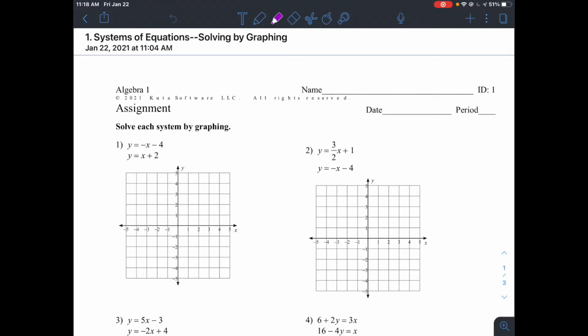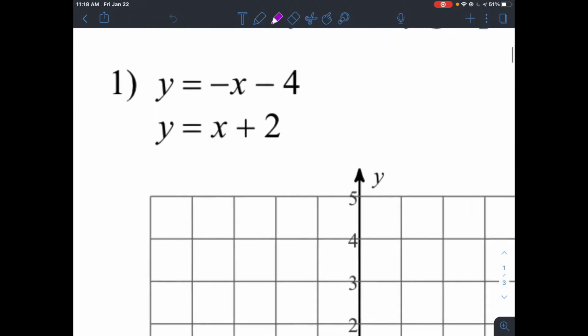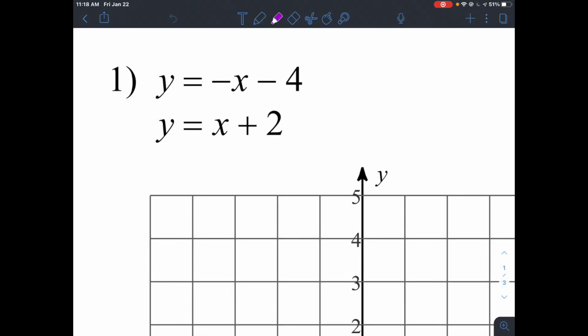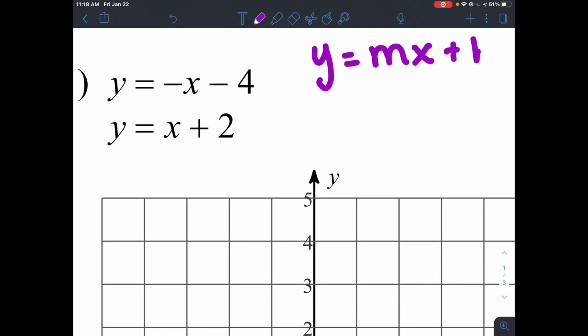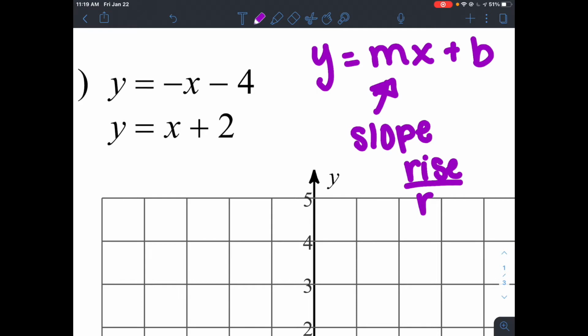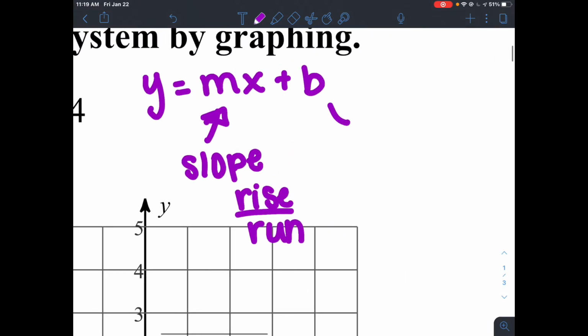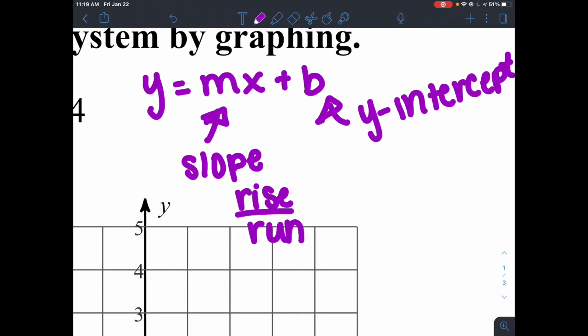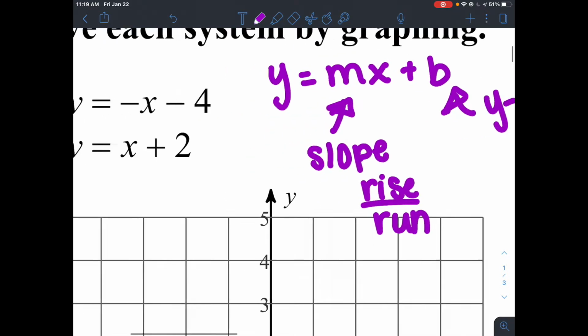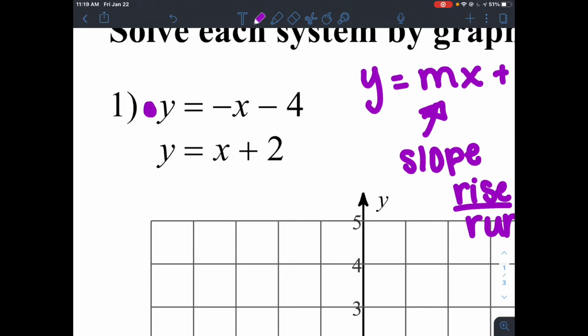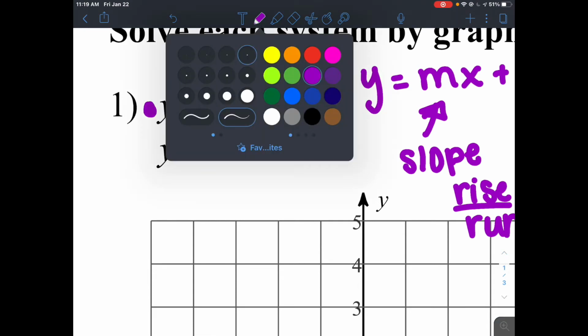So for this one, we'll solve it by graphing. We'll graph both equations and see what we discover. So remember, y equals mx plus b. m is my slope. It is rise over run. And b is my y-intercept. Okay, so looking at these, we'll graph them in two different colors so we don't confuse ourselves.